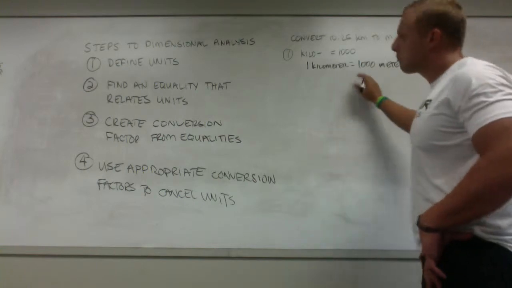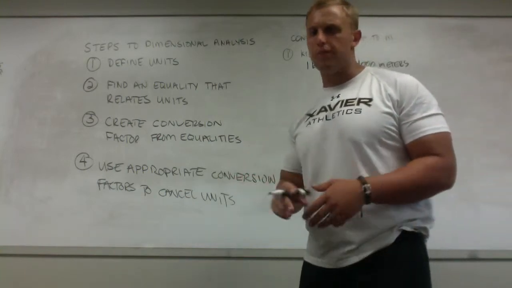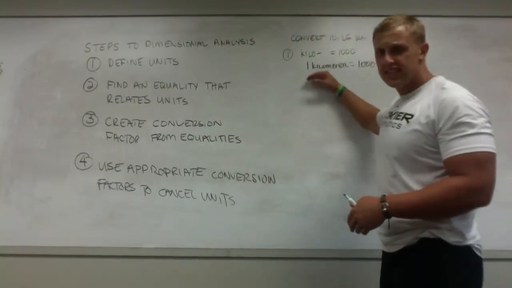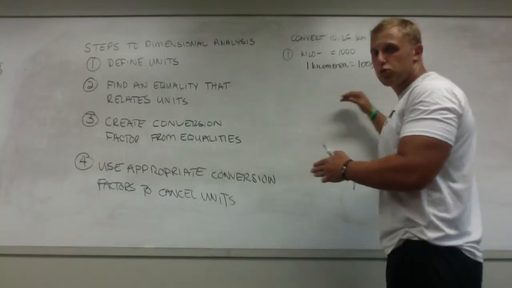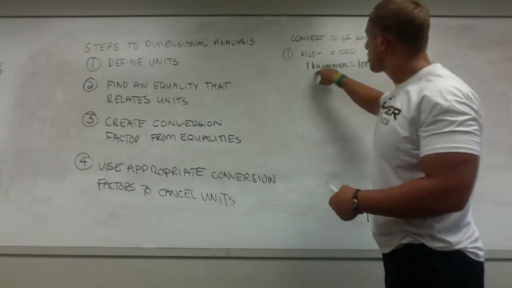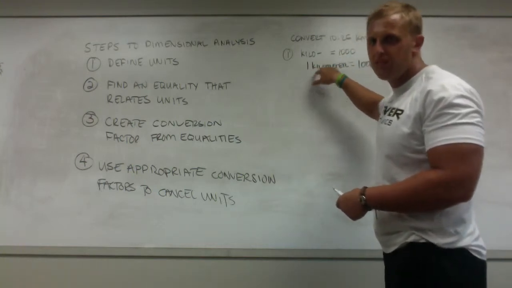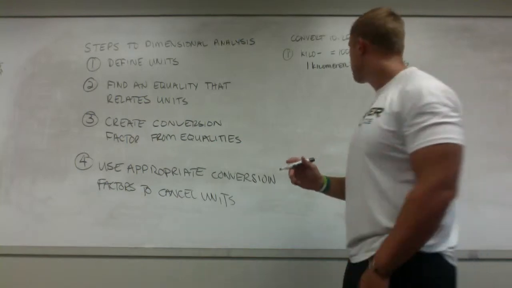All right? That's important. That's the definition of our unit. In your prefix tables, it says kilo equals 1,000. That means kilo equals 1,000 meters. The 1,000 goes before the meter, right? That means 1,000 meters. All right, pretty easy.